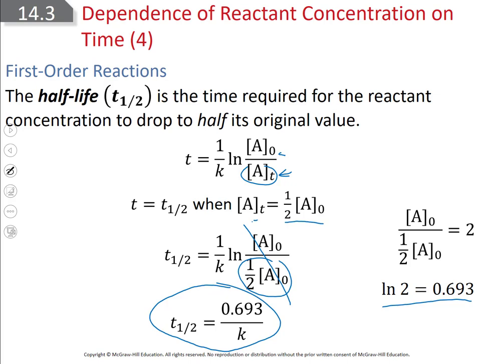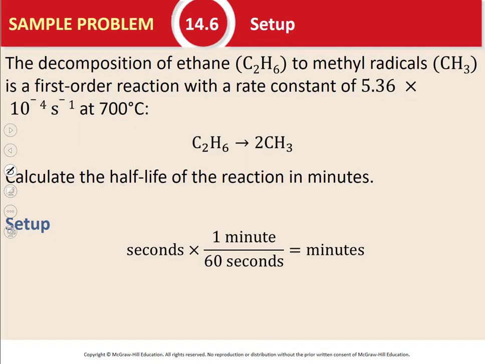All right. Let's try the super hard problem here. The decomposition of ethane, C2H6, to methyl radicals is a first-order reaction with a rate constant of 5.36 times 10 to the negative fourth reciprocal seconds at 700 degrees Celsius. Calculate the half-life of the reaction in minutes. And they've given you that 60 seconds are in a minute in case you didn't know that one. Just give you a leg up here.